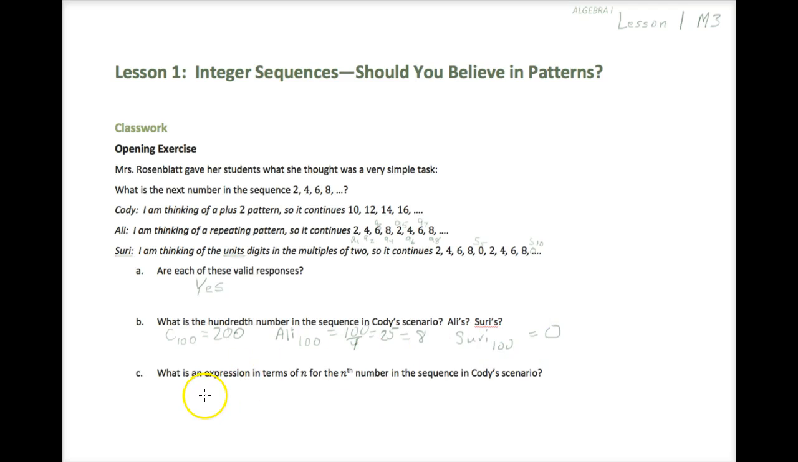What is an expression in terms of n for the nth number in the sequence of Cody's scenario? Well, all Cody did was take the position of the number, n, and multiply by 2. That's what we should expect.